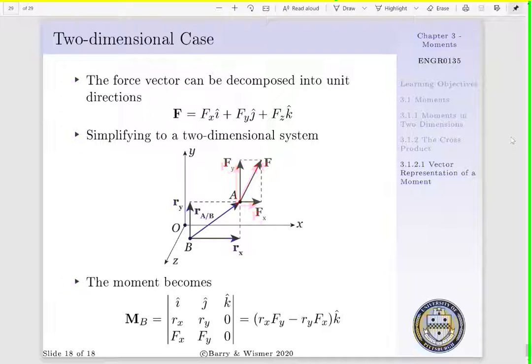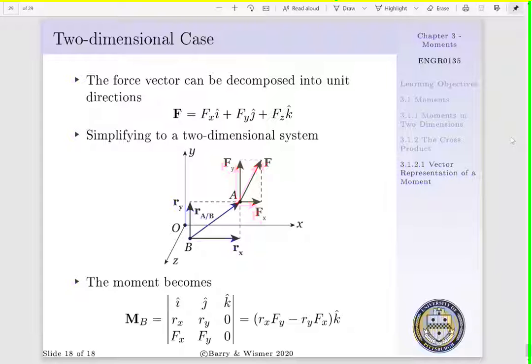Lastly, for a two-dimensional case, our force vector can be decomposed into our principal directions. That is, F is equal to F sub X I hat plus F sub Y J hat plus F sub Z K hat. If we simplify this to a two-dimensional system as shown below, F sub Z would be equal to 0. Thus, when we take our moment of force about point B, we'd have I hat, J hat, K hat populating the first row of our determinant, Rx, Ry, and 0 populating the second row of our determinant, and Fx, Fy, and 0 populating the third row of our determinant.